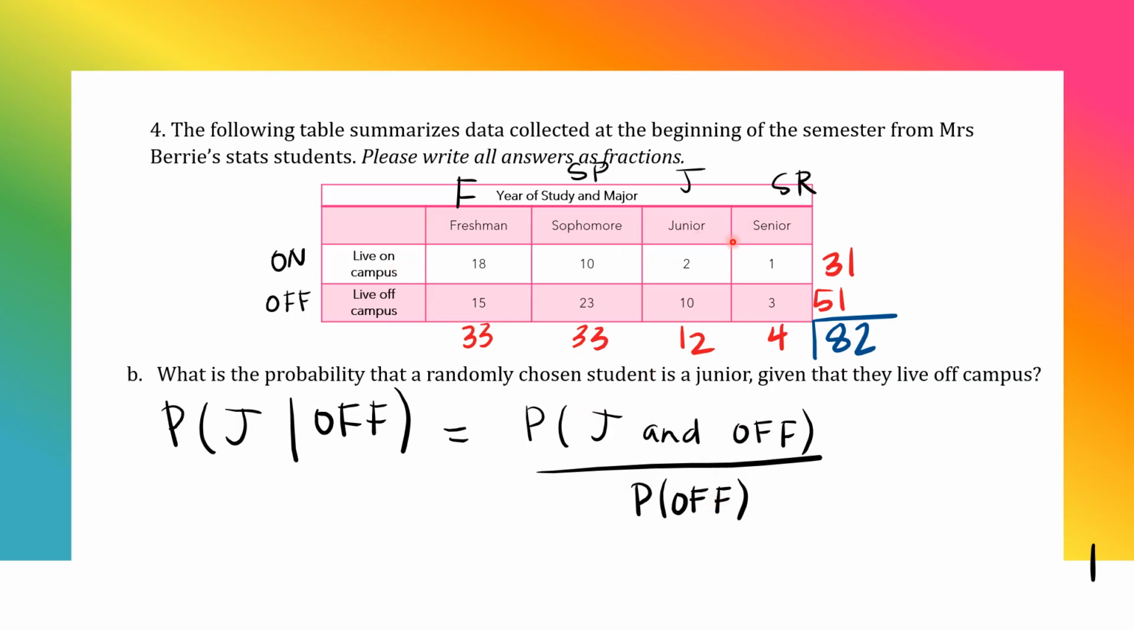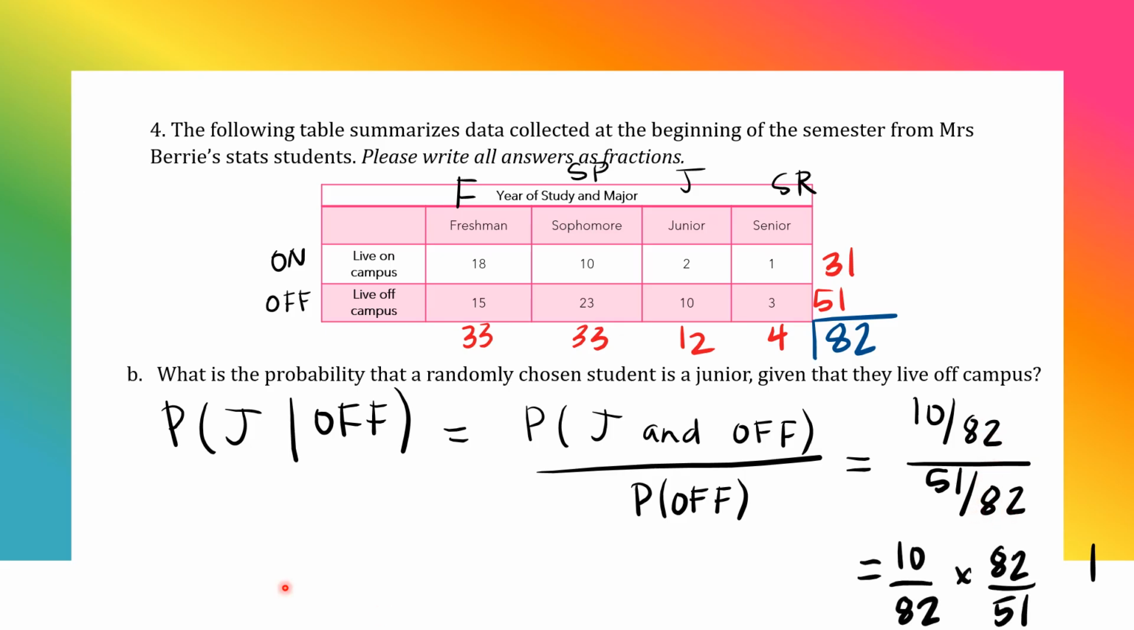Junior and off campus, that was 10 out of the 82 students who were juniors and off campus. And then for off campus, we had a total of 51 out of 82 that lived off campus. So 10 out of 82, and then 51 out of 82 for the denominator. Now keep, change, flip. That becomes 10 out of 82 times 82 over 51. Notice that the 82 is canceled.